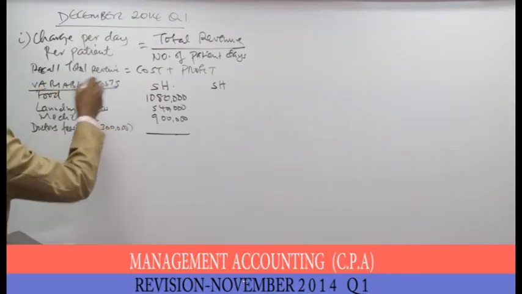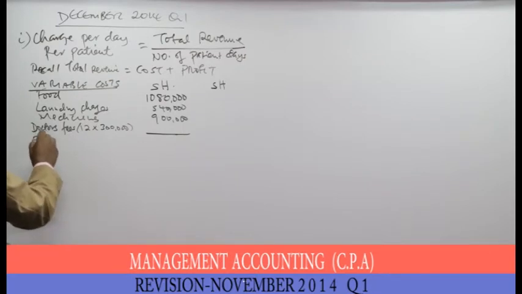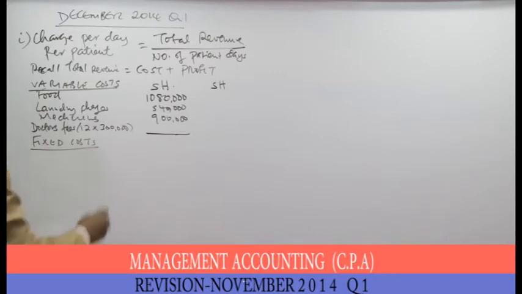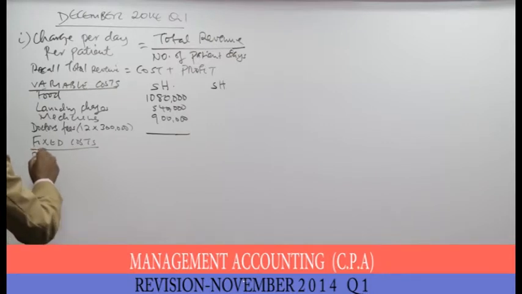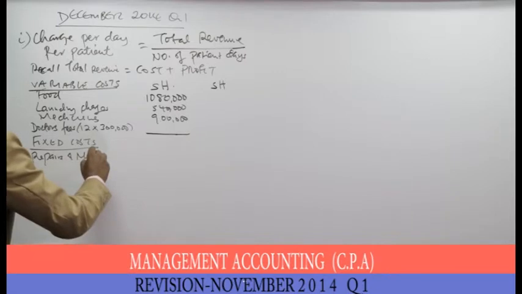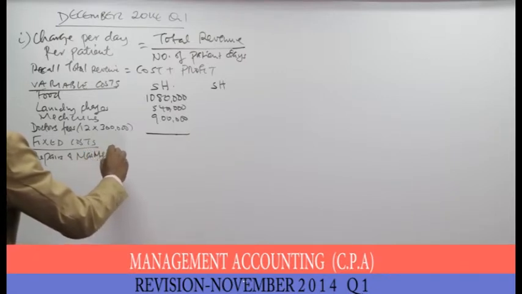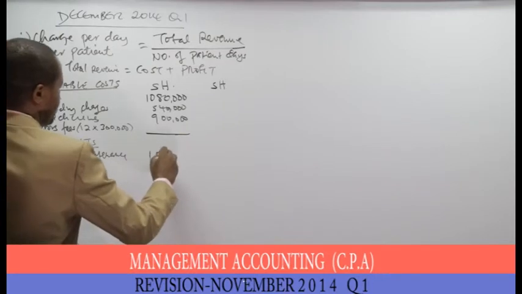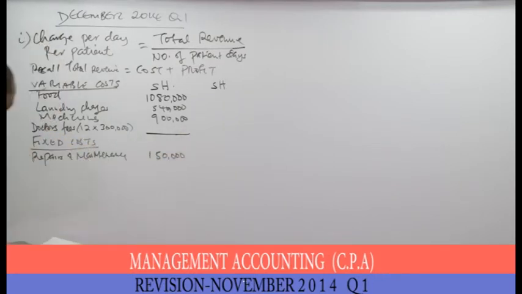Variable costs. Then we have fixed costs. We are told from the question that repairs and maintenance are fixed costs. The repairs and maintenance is 150,000 per annum, 150,000 per year.